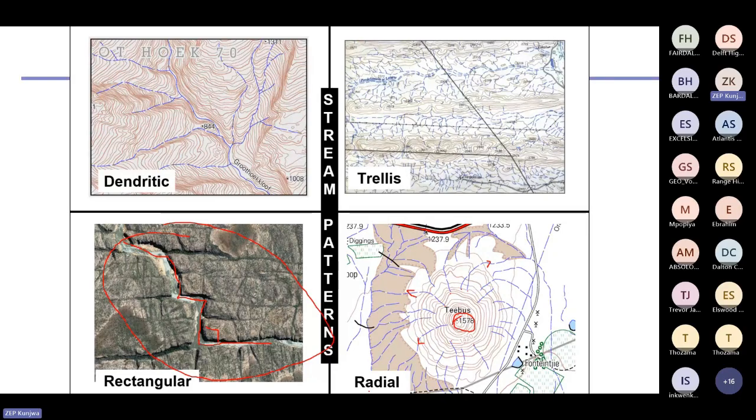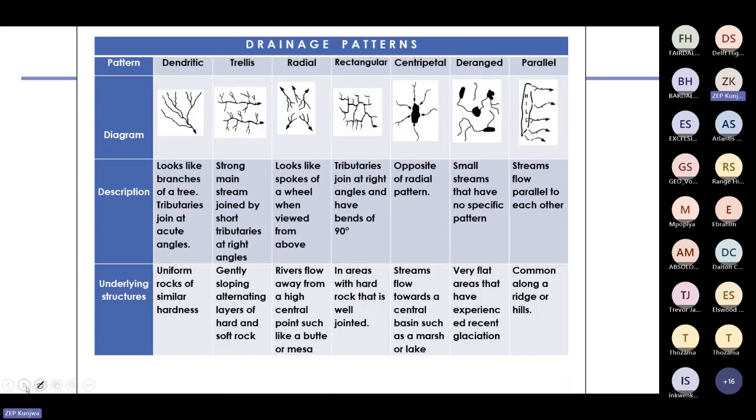So that is how you look at this in the map work. Okay, and then let's move on. Here on the summary, I am only going to look at the ones that we have not mentioned in the previous slides, which is your deranged pattern.